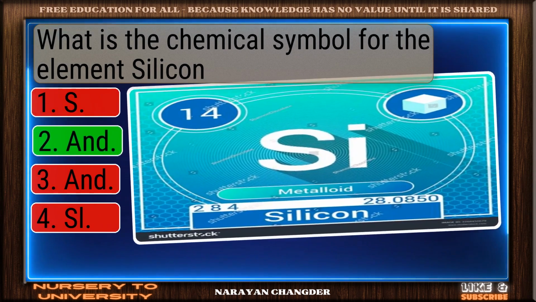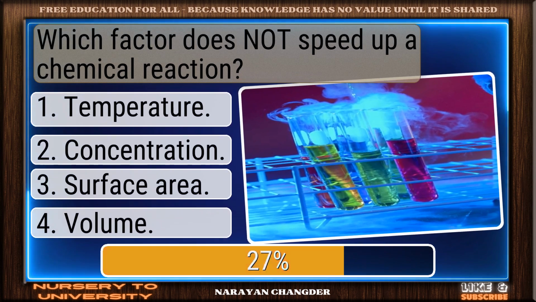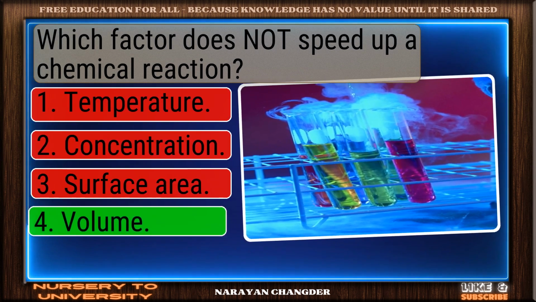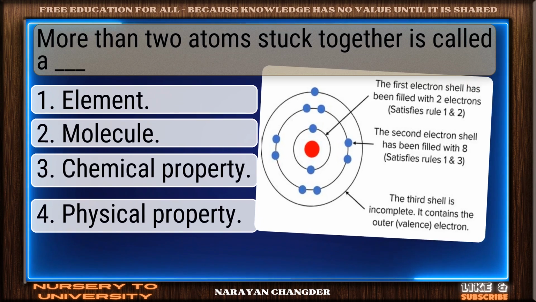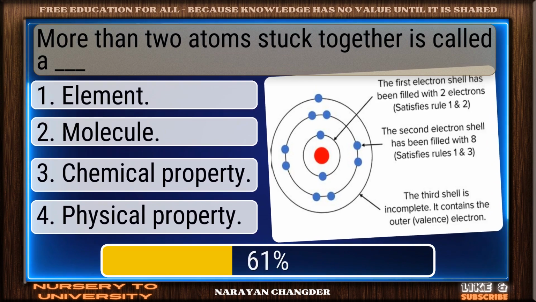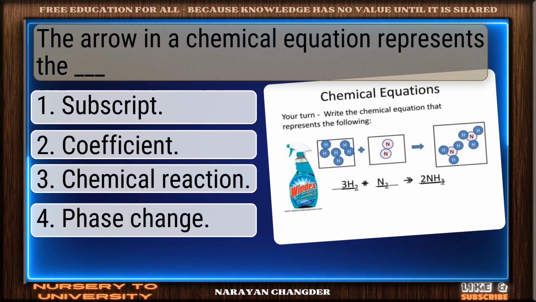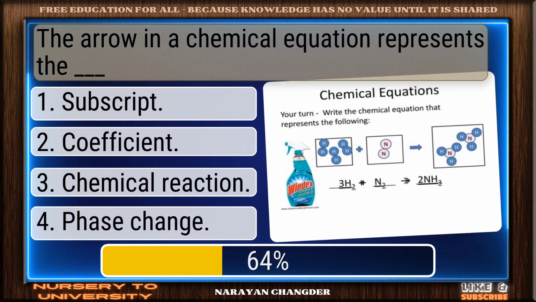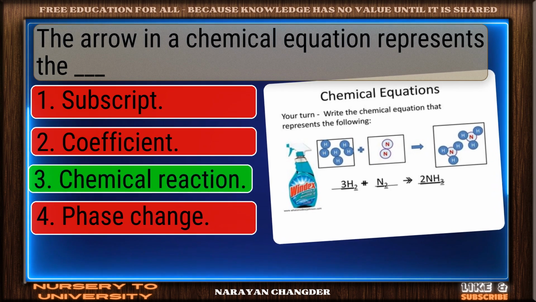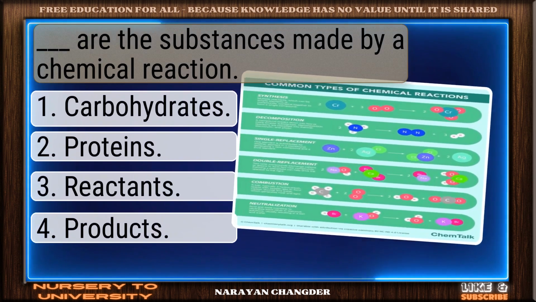Si. Great work. Which factor does not speed up a chemical reaction? Precise answer, volume. More than two atoms stuck together is called a ___. Outstanding effort, molecule. The arrow in a chemical equation represents the ___. Nicely done, chemical reaction. ___ are the substances made by a chemical reaction.